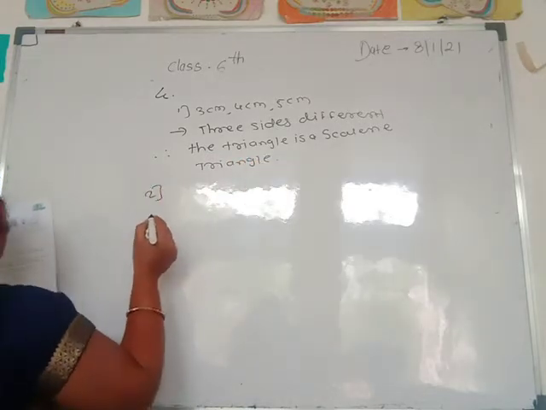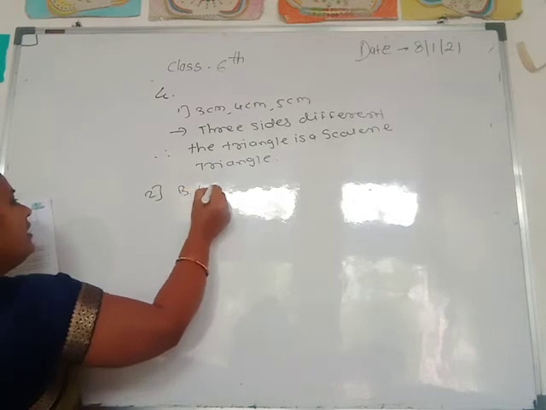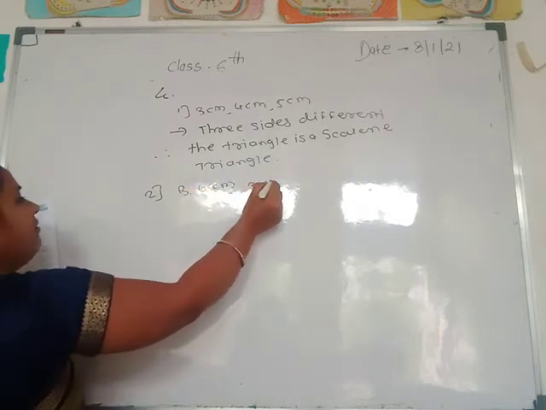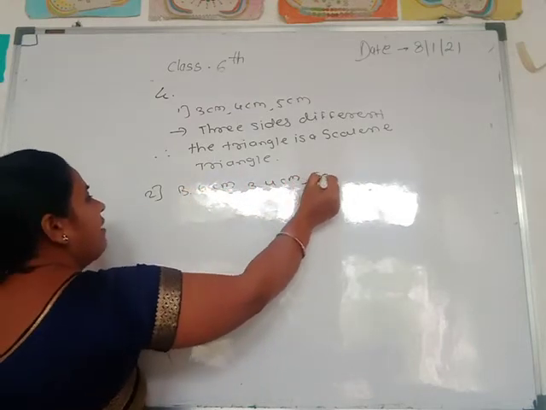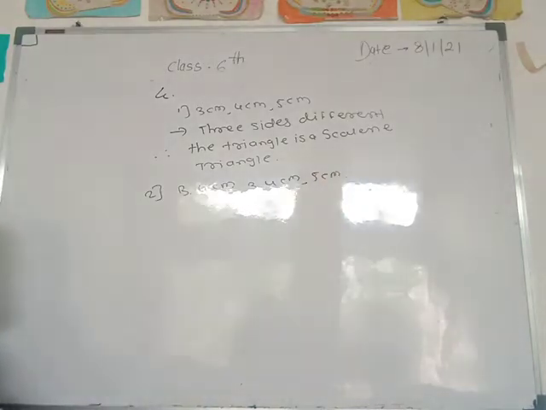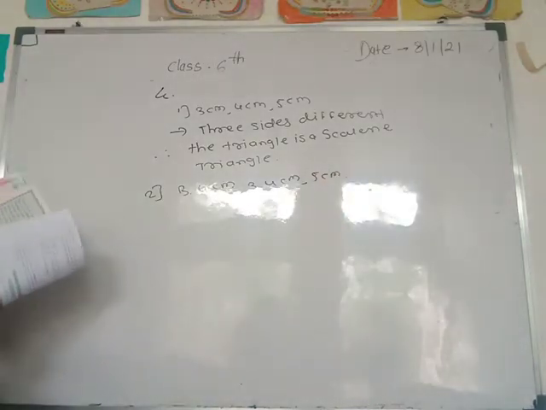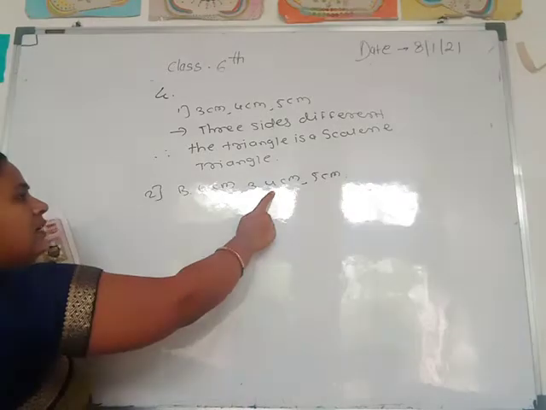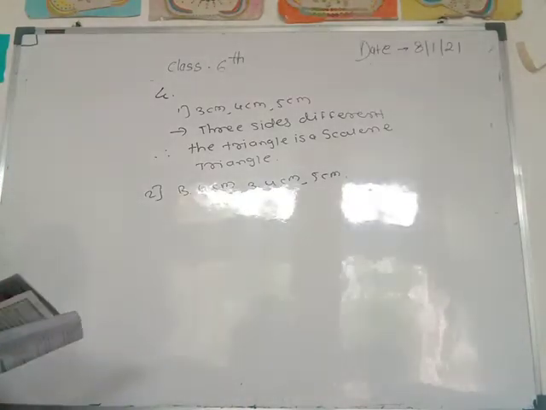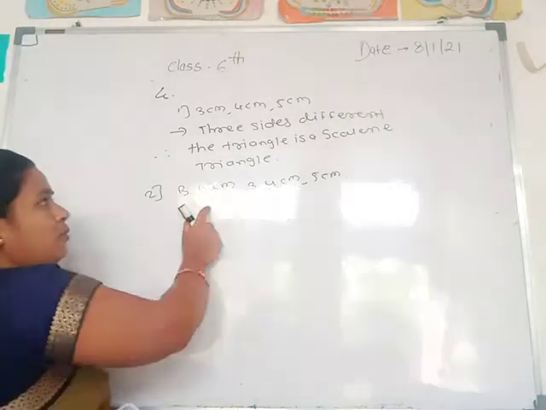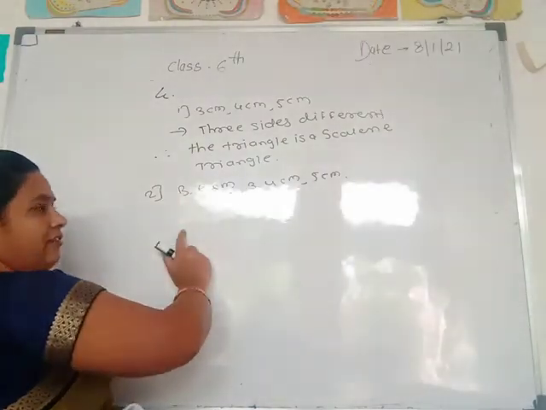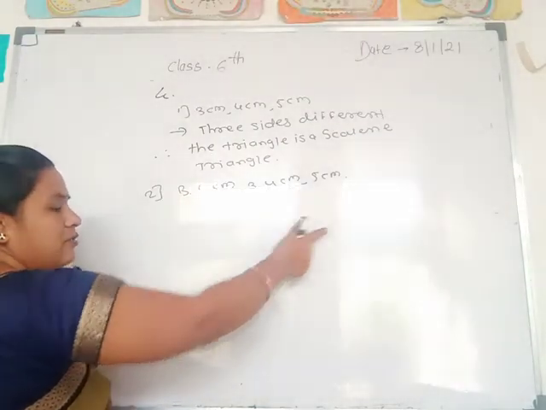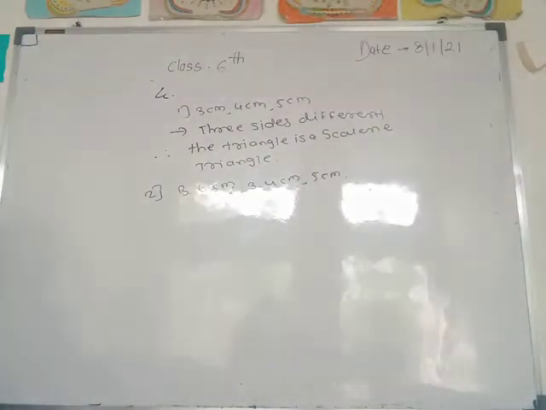Second one: 3.4 centimeter, 3.4 centimeter and 5 centimeter. See here, two sides are equal, 3.4 centimeter and 3.4 centimeter. You write here the answer: two sides are equal, therefore the triangle is an isosceles triangle.